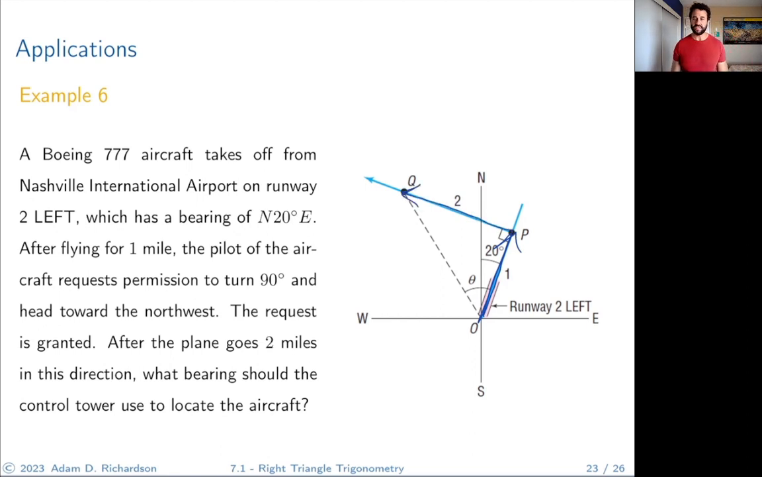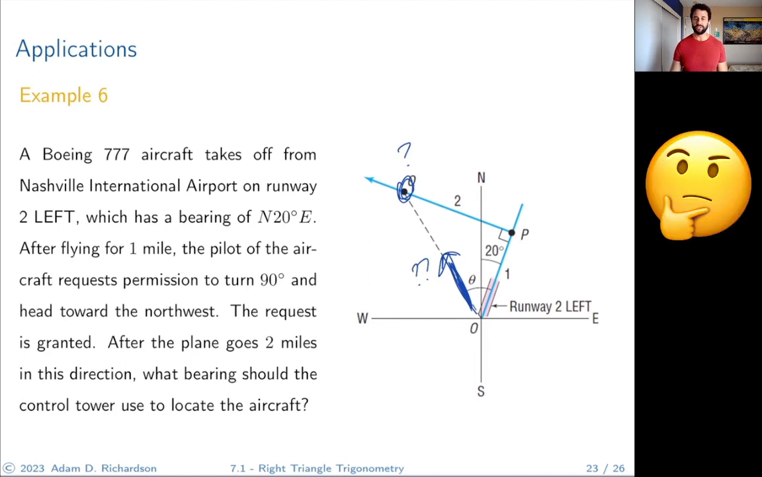So now the question is, after the plane goes 2 miles in that direction, what is the bearing that the control tower should use to locate the aircraft? So what is this bearing right here? Kind of messy. Let me erase this and this. There we go. What's the bearing of that ray right here? Oops, I just erased it. That bearing. All right, so think about that one on your own.